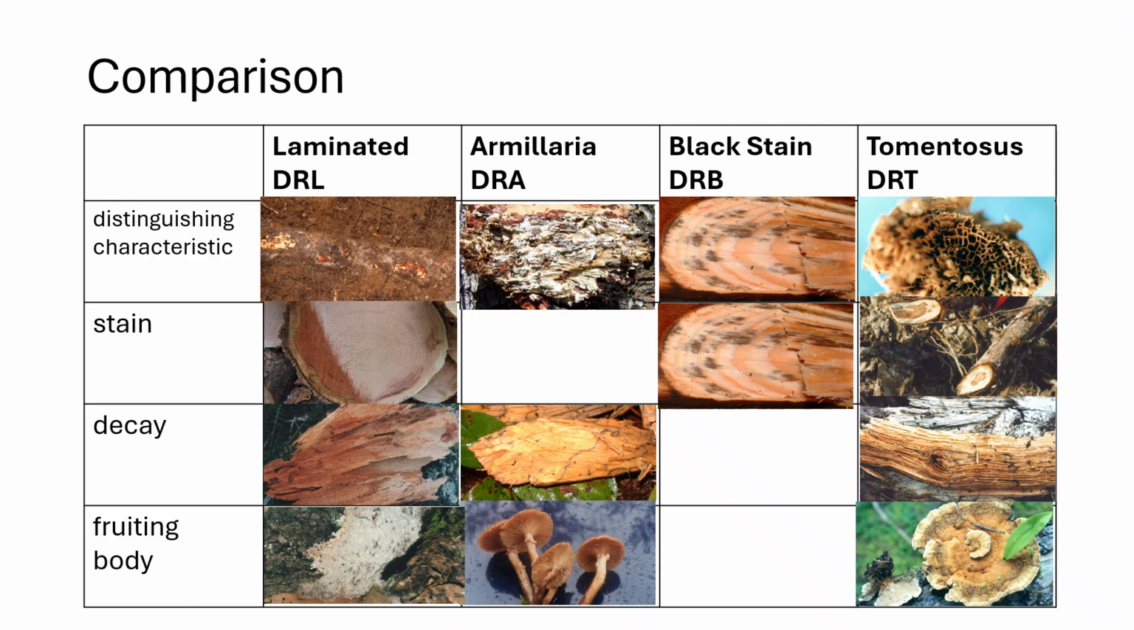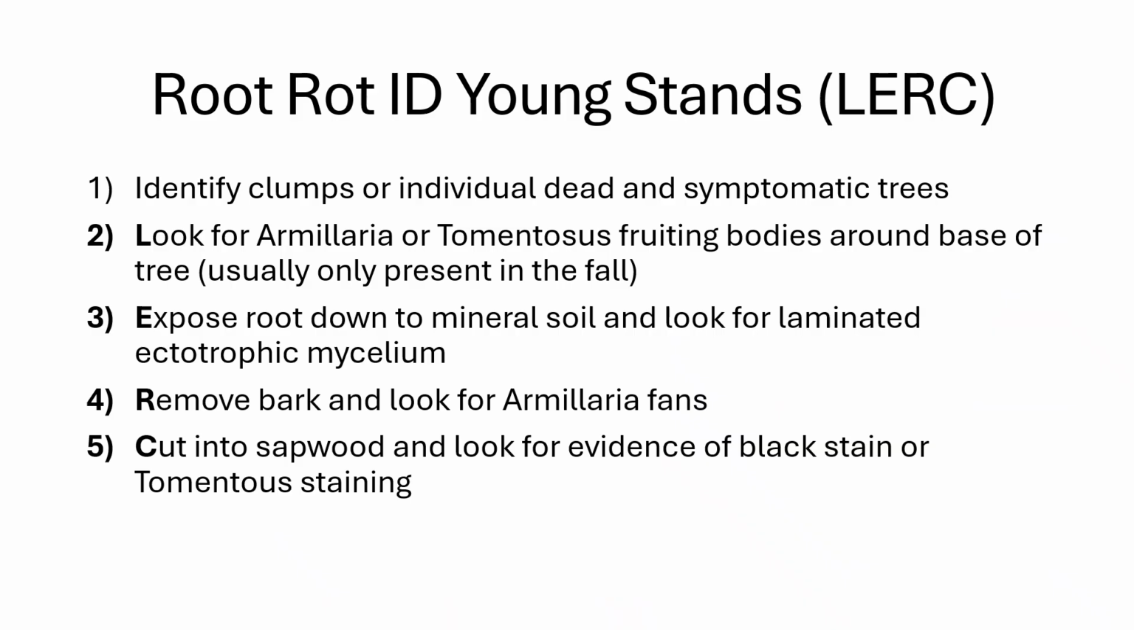This slide is just a review showing the different signs of the different root diseases. It also gives the three-letter codes used by the BC Ministry of Forests. The D stands for disease, the R stands for root, and then the last letter distinguishes which type of root disease we're talking about. This is particularly important if you're doing a free growing survey in British Columbia.